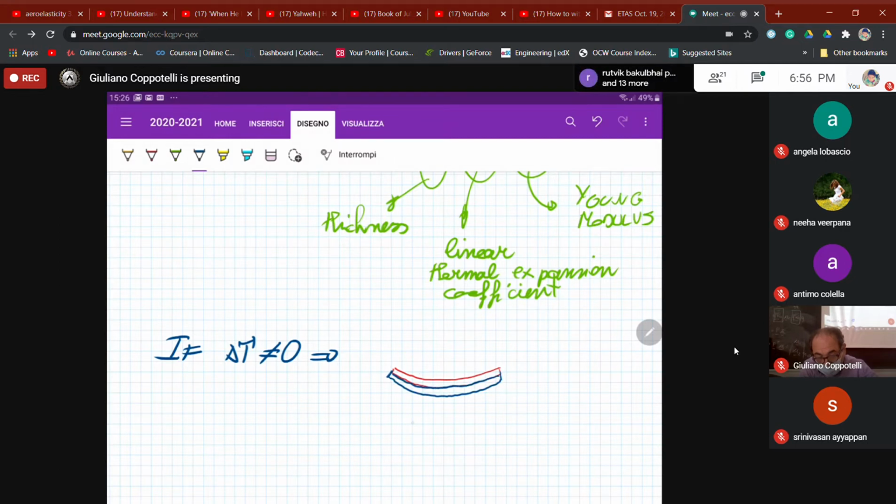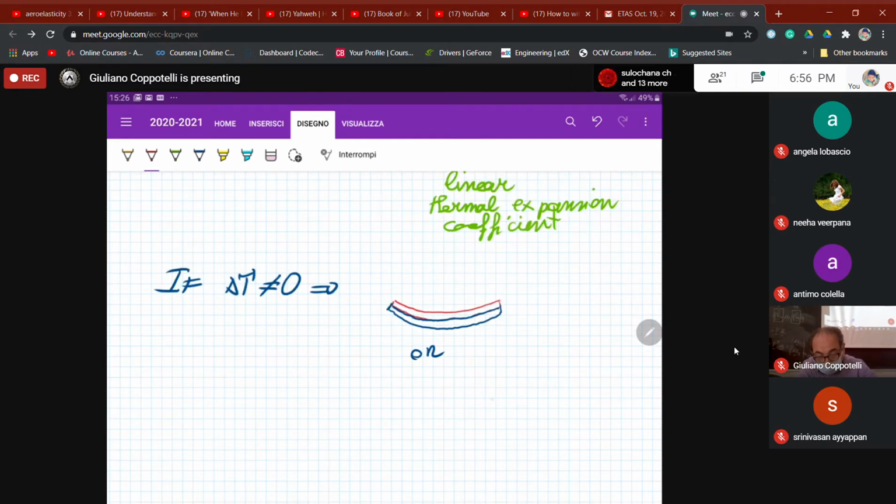Or the way around. And of course, the way the metal thermometer bends depend on the properties, of course.